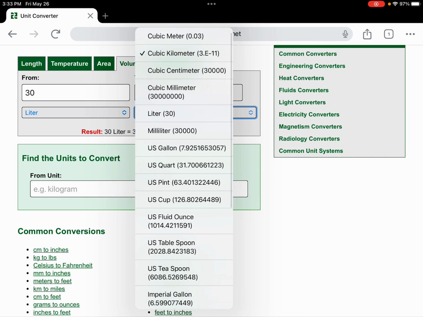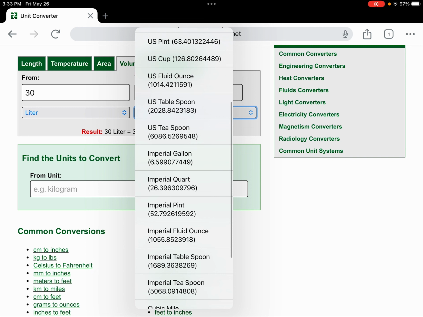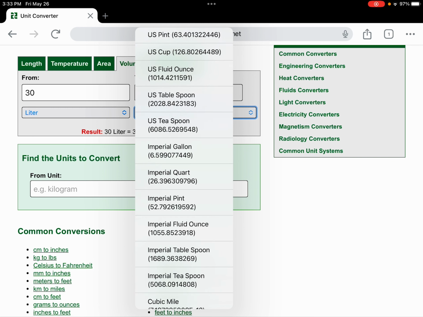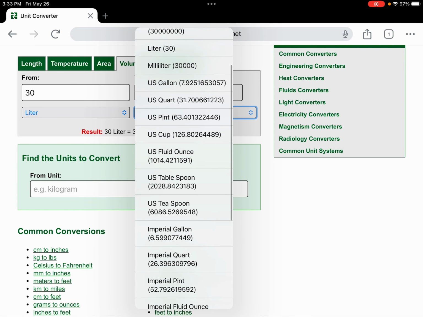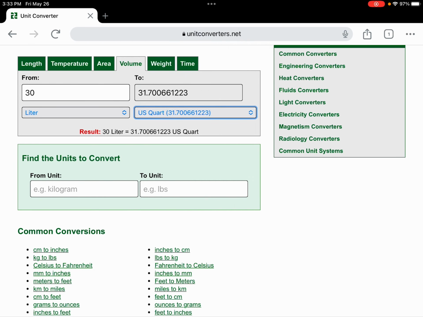Now, you'll notice when you look at some of these, there's a US quart and there's an imperial quart. If the problem just says quarts, we're in the US, so we're going to assume we're talking about US quarts. And you'll notice that a liter and a quart are pretty close. So 30 liters would be equivalent to 31.7 quarts. And that would be an example of a volume conversion.